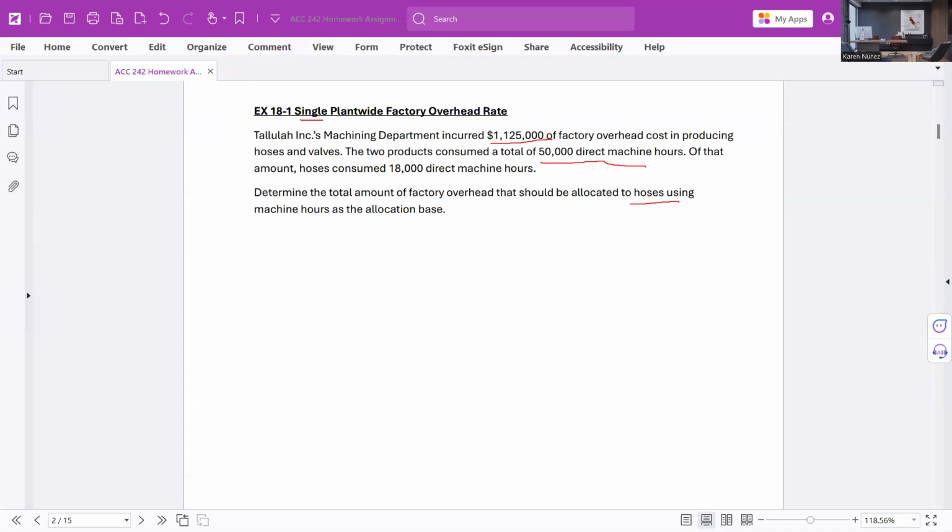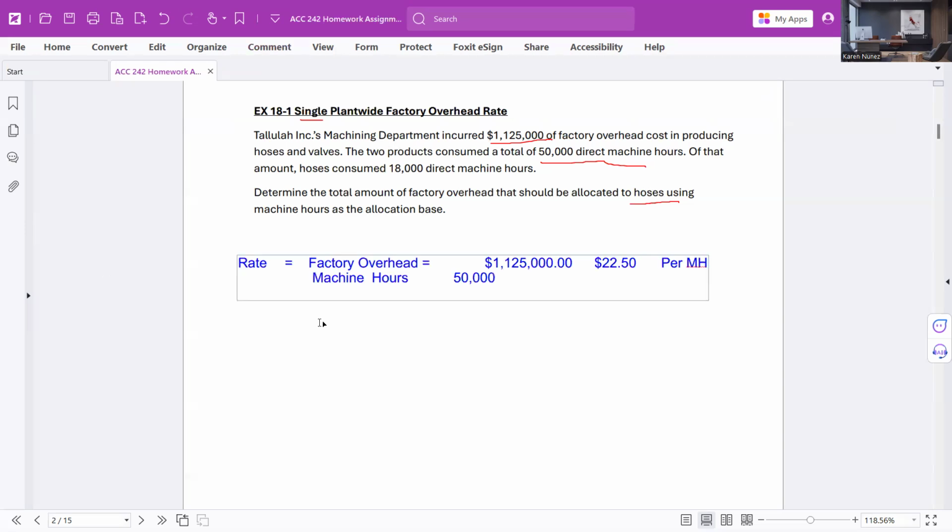So the rate, if you will, again, is all the overhead divided by all the allocation base, right? In this case, again, the formula for a single rate is all the overhead divided by the allocation base, machine hours. So $1,125,000 divided by the 50,000 machine hours gives us our rate, $22.50 per machine hour.